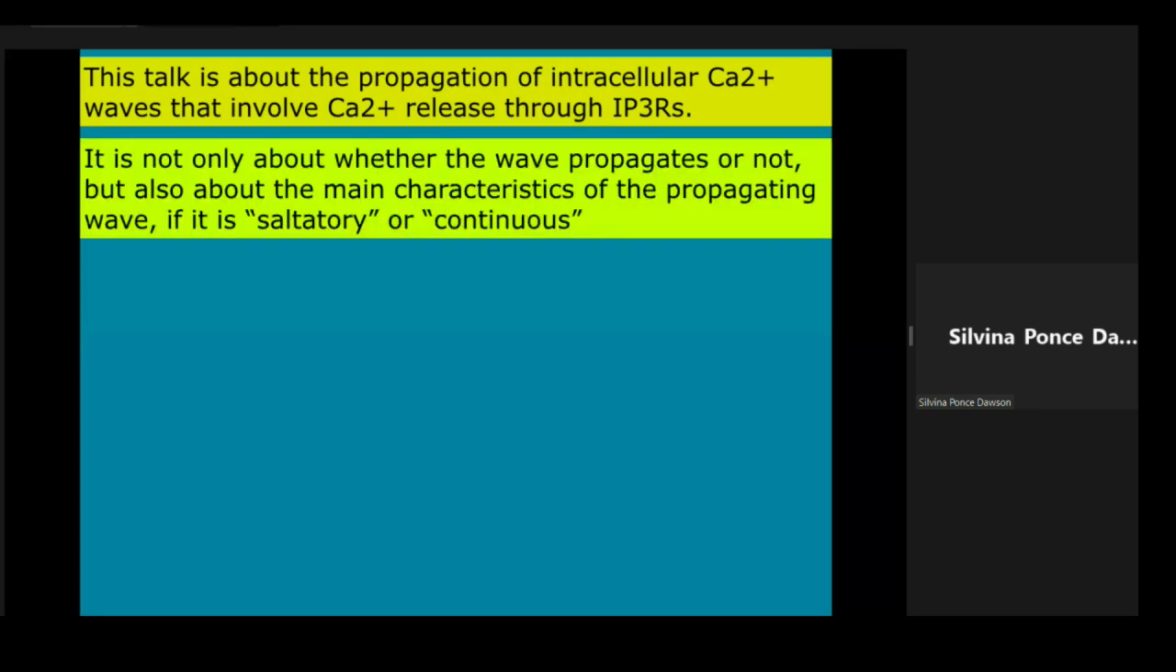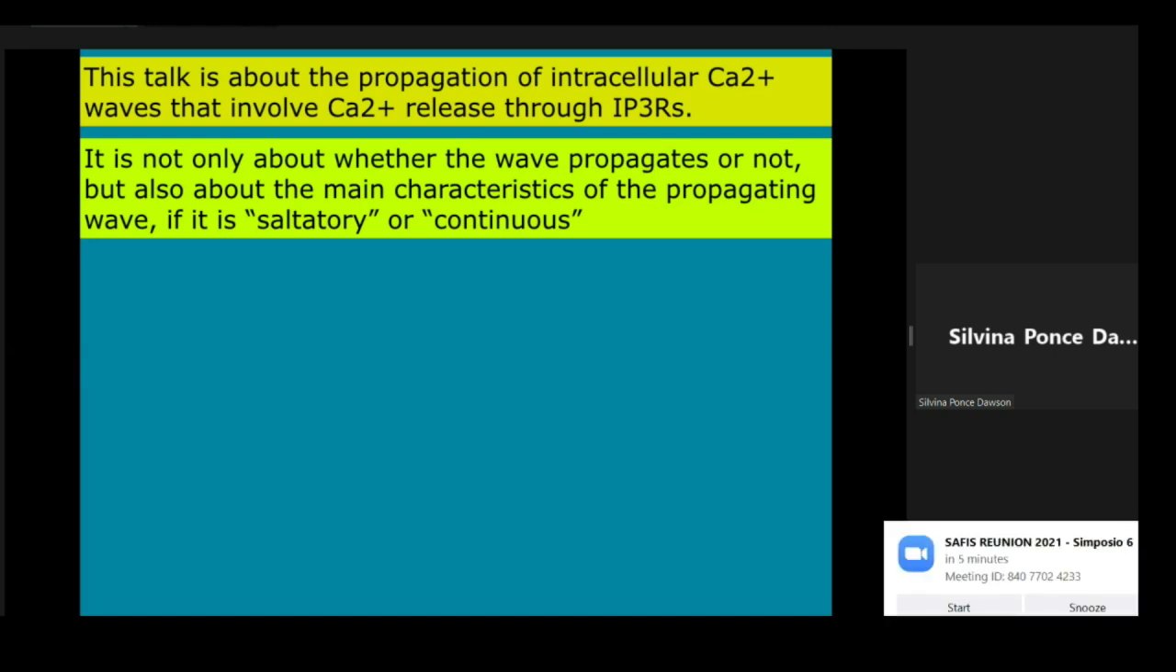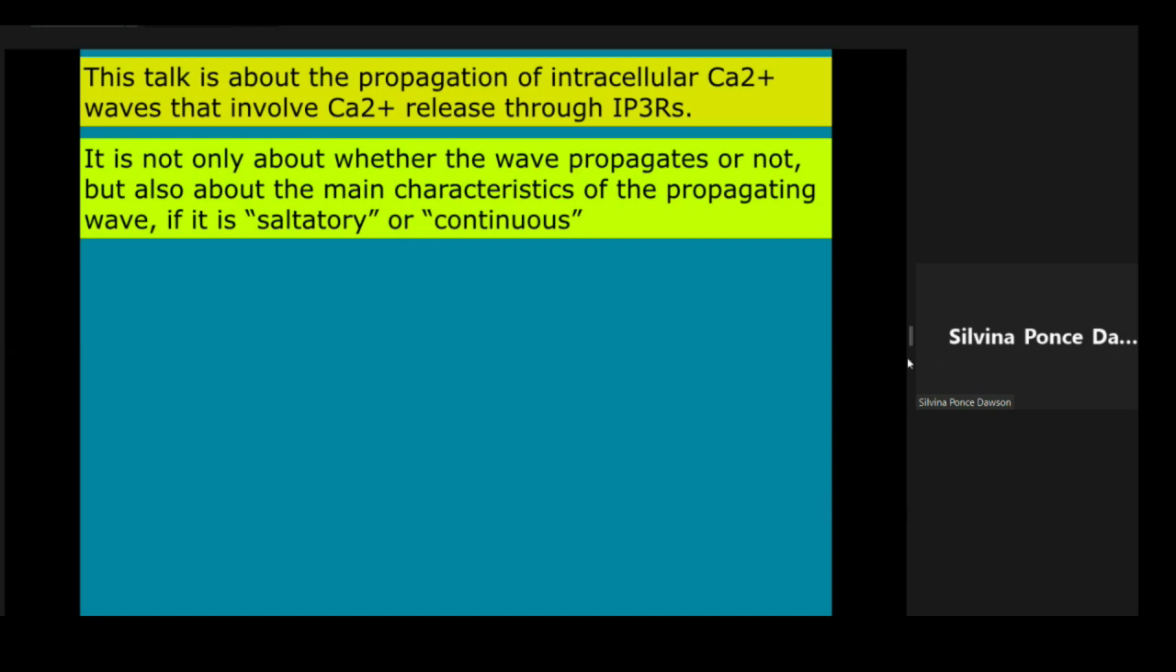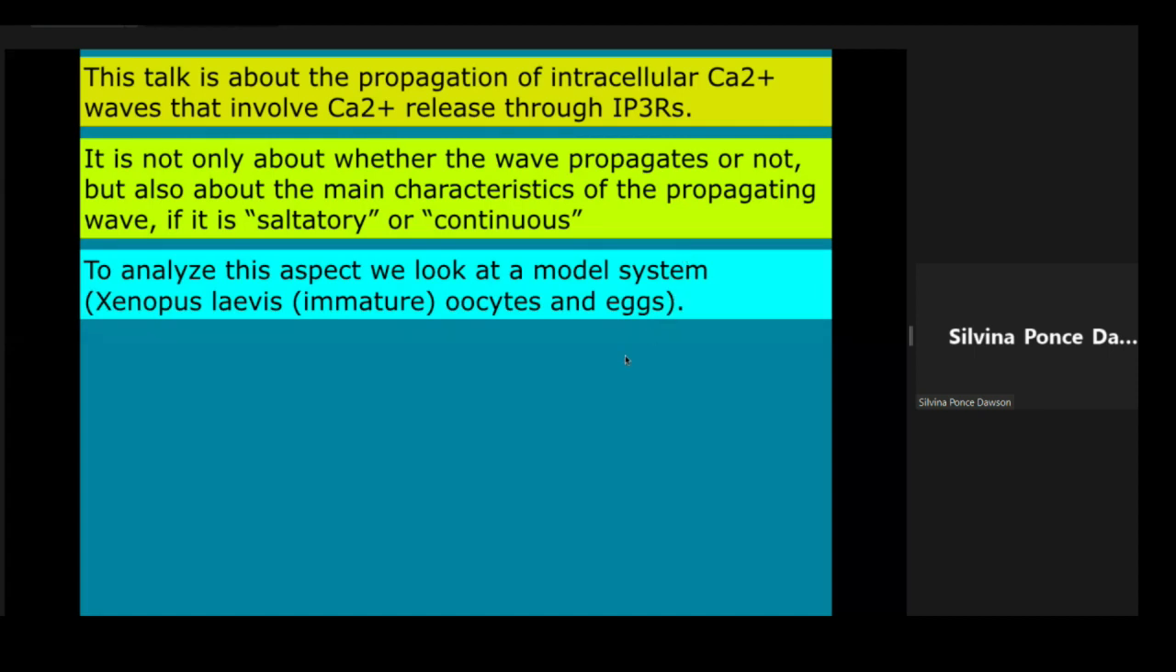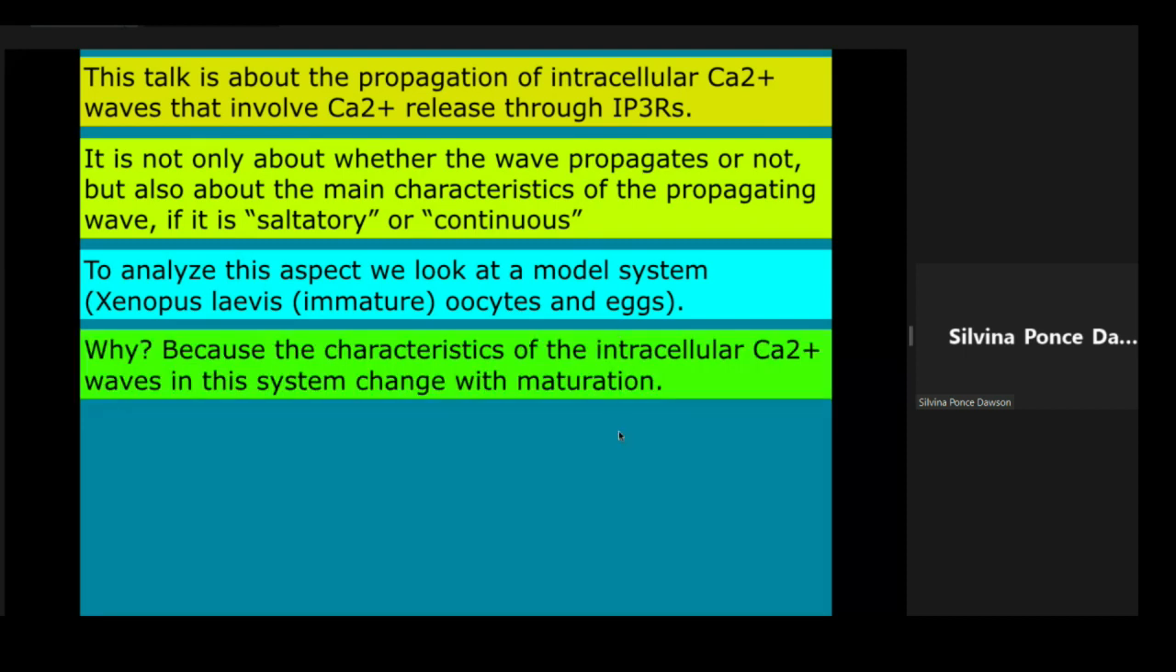So, as I told you, we are looking at calcium signals that involve calcium release through IP3 receptors, and we are interested in looking at when waves are able to propagate, and not only that, but also the nature of the waves, whether they are saltatory or continuous. And we look at the model system, basically Xenopus laevis oocytes, immature, and eggs. And the characteristics of the intracellular waves in these two systems change with maturation.